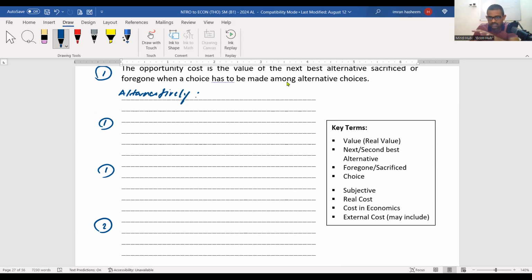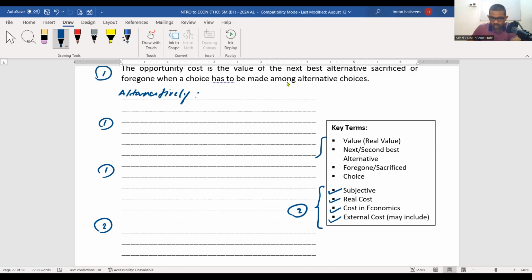Okay. And the second part, where we talked about the features of opportunity cost, right? Where we say opportunity cost is a subjective concept, where we say opportunity cost is a real concept or real cost, where we say cost in economics is opportunity cost, and where we also say sometimes opportunity cost may include external cost. So where we have included these features, right? That is in the second part of the definition.